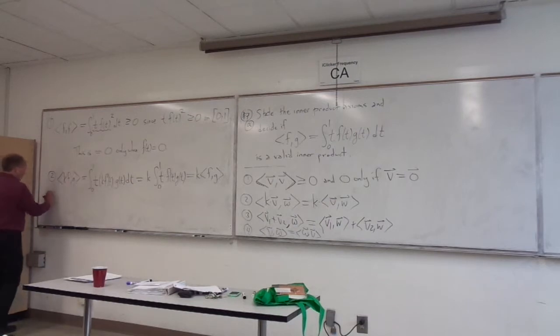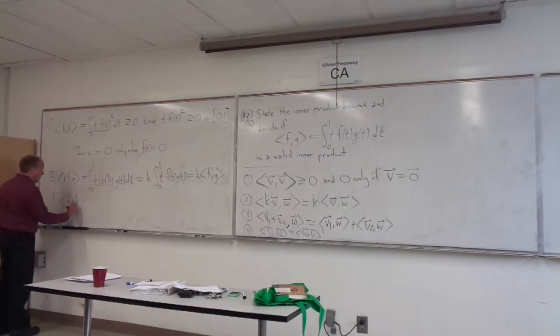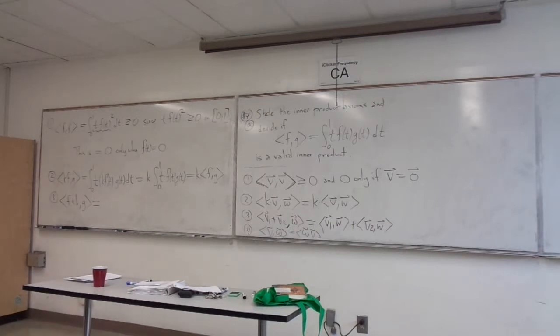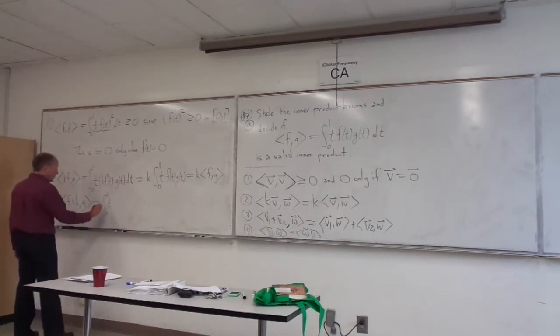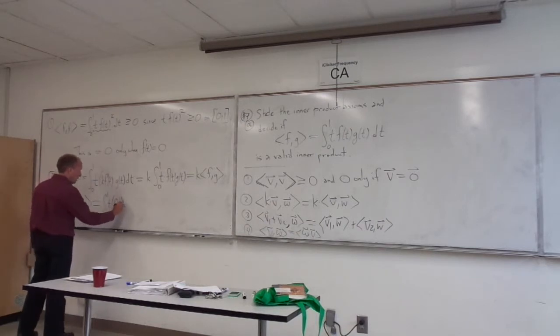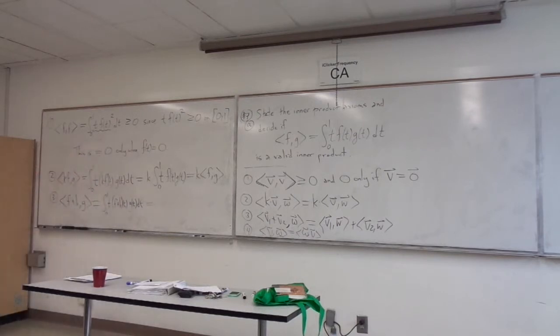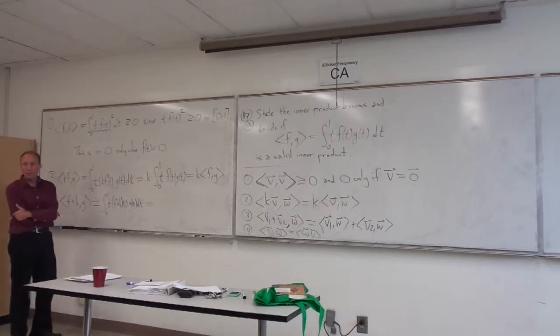Alright, so that's easy. Let's try the third one. The third one I have to have 3 vectors for. So I have to use f, g, and h. Let me do f plus h, inner product with g. So we want to see if we can break it up. So this is the integral from 0 to 1 of t times f plus h of t times g of t dt. And what can I do with that, if anything?